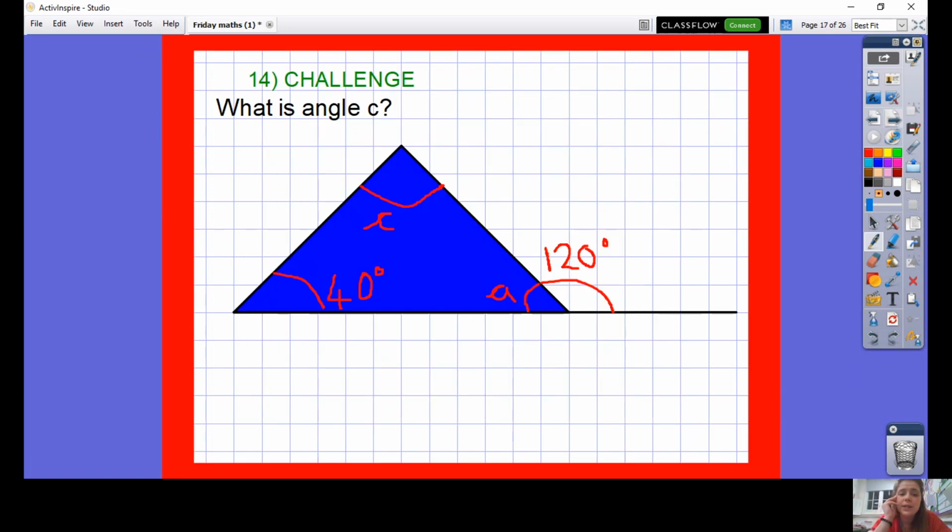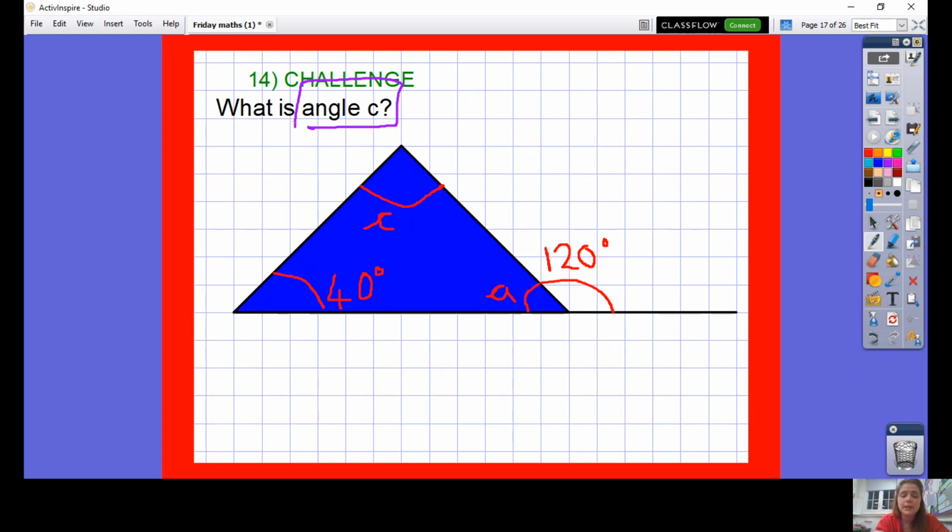Okay. Question 14 is also a challenge question. I want you to find out what angle C is. But as you can see, you have to do a couple of steps to get to angle C. You need to think really carefully about the information you've got and how you can use it to find the missing angle in this question. So if you're feeling brave and if you're feeling like you really understand this, have a go at this challenge.